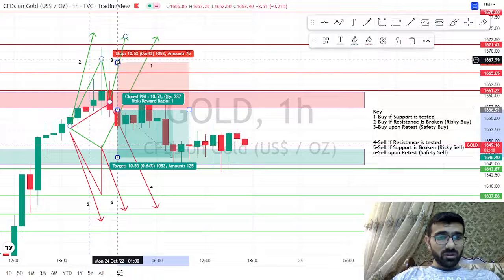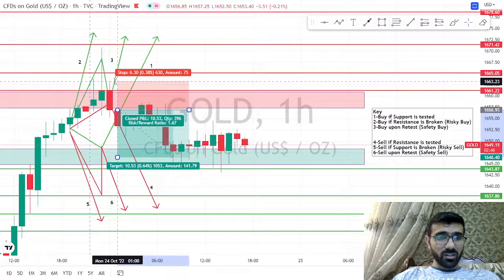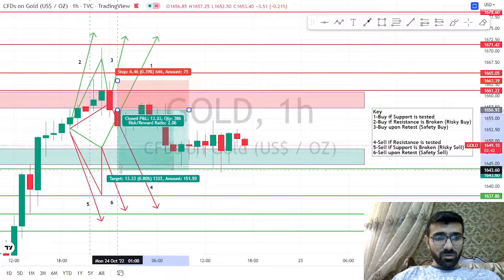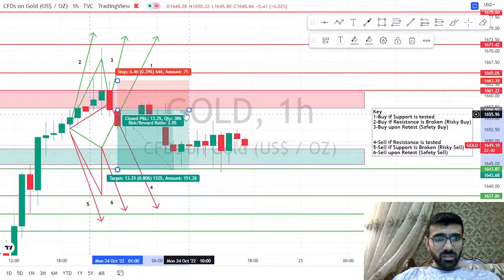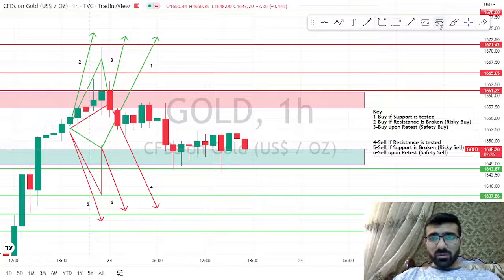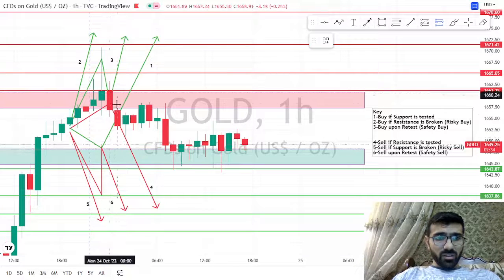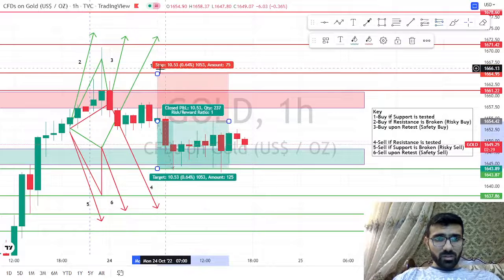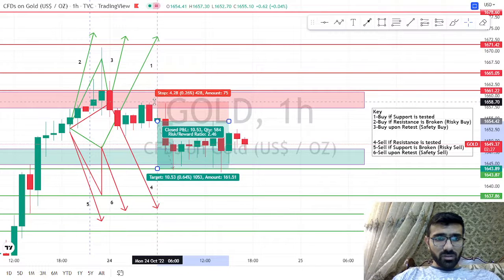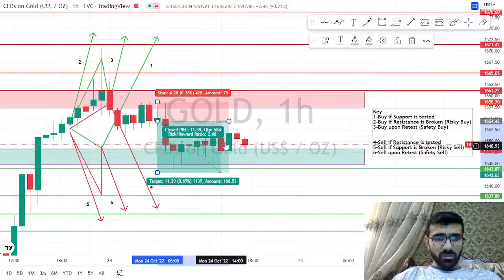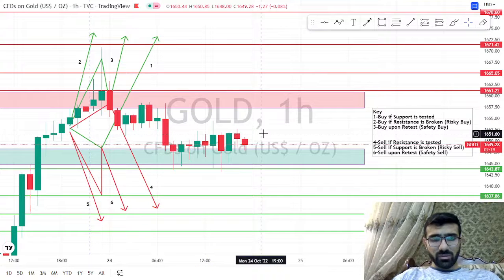So if you guys would have followed my trade and taken an entry over here, then you guys would have made a profit of approximately 2%. And if you guys would have waited a little, and if you guys would have shorted from here, then your stop loss would be just over here, and your take profit will be approximately 2.6%, which is again wonderful.